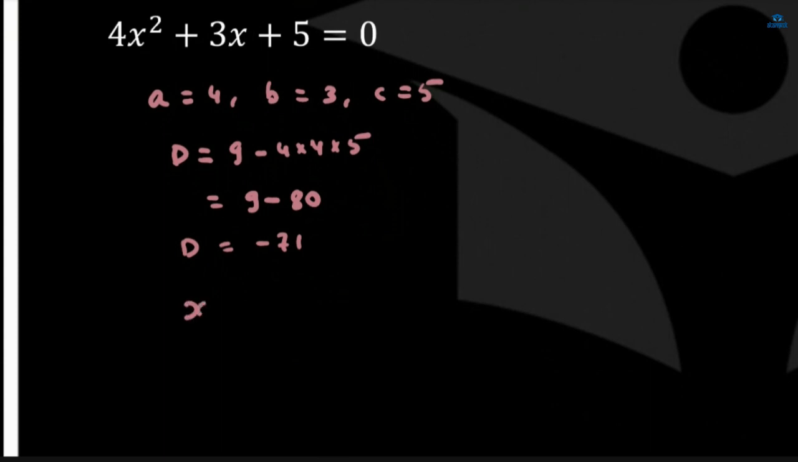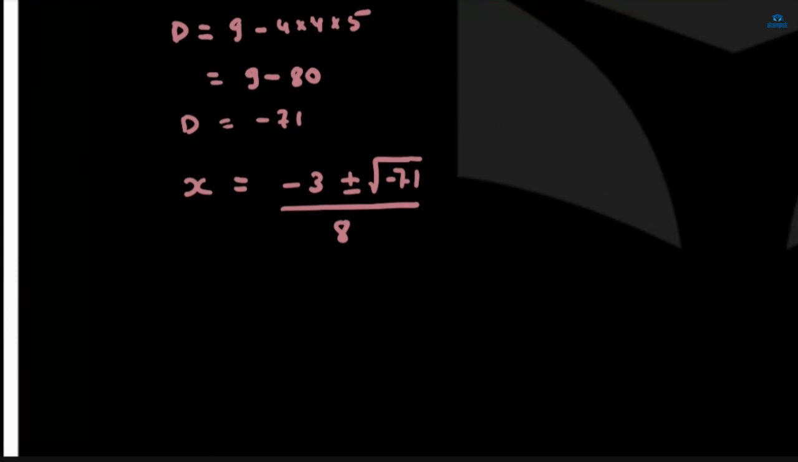So we can write x equals minus b. What is minus b here? Minus 3. The value of b is 3, so we write minus b as minus 3 plus minus root minus 71 upon 2a. 2 is 2 and a is 4, so 2 fours are 8. This will give us the value for alpha and beta. If we apply positive only, then it will be alpha, and if negative, then it would be beta. We can also write this as minus 3 plus minus root 71i upon 8.